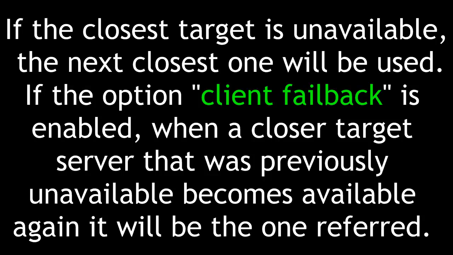If the closest target is unavailable, the next closest one will be used. If the option Client Failback is enabled, when a closer target server that was previously unavailable becomes available again, it will be the one referred.